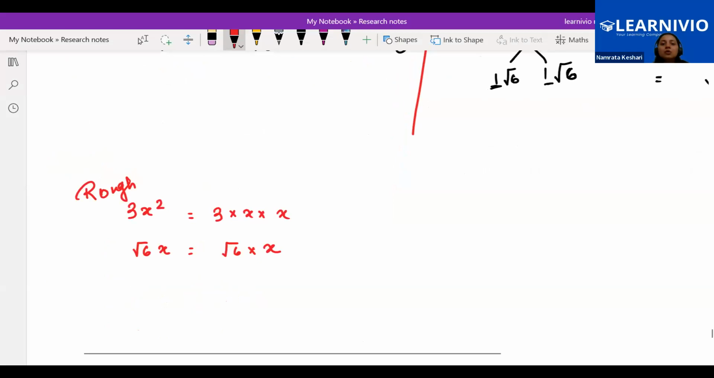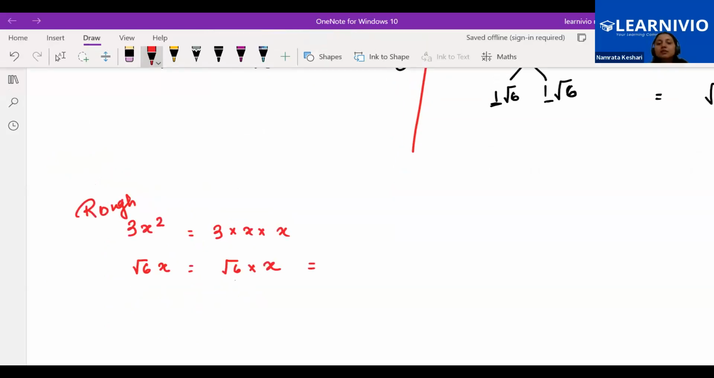Now can we split it? Yeah, x is common, but we will be thinking whether it is possible to split this root 6. Can we write root 2 into root 3? Yeah, we can write. Can you see it? I was explaining to you that whether this 3 has to be split further or not depends upon the other factor, so we will be checking it.